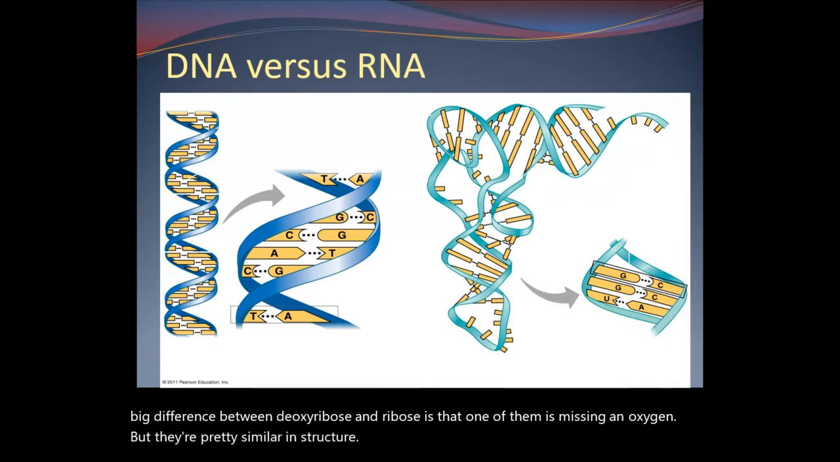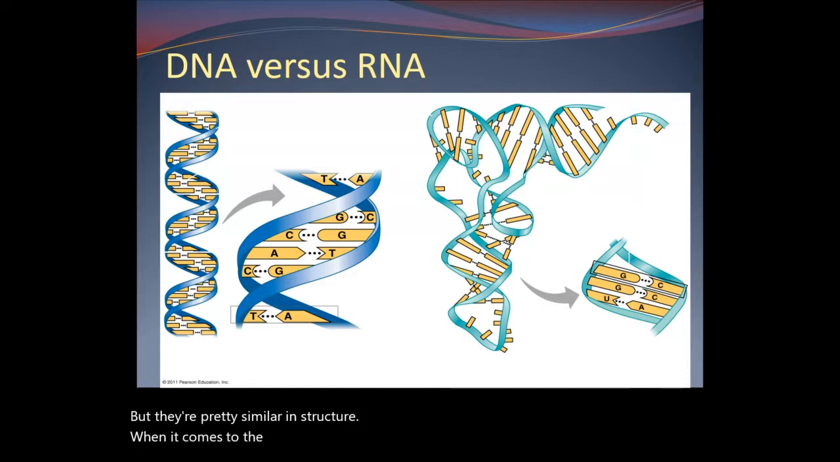When it comes to the bases present in each of these nucleic acids, DNA uses adenine, thymine, guanine, and cytosine. RNA uses similar bases, but it does not include thymine. Rather, it uses a base called uracil.